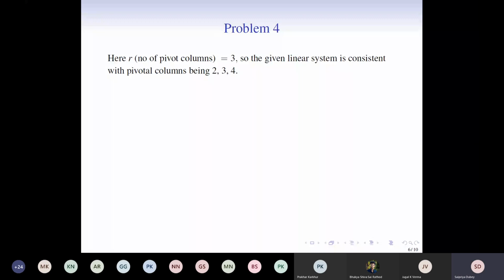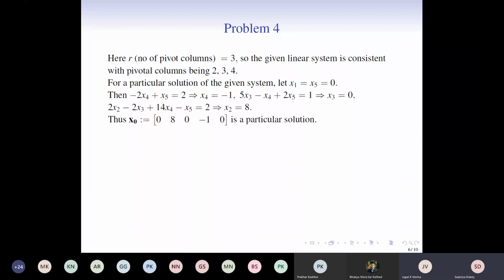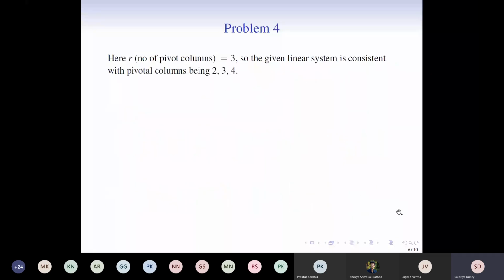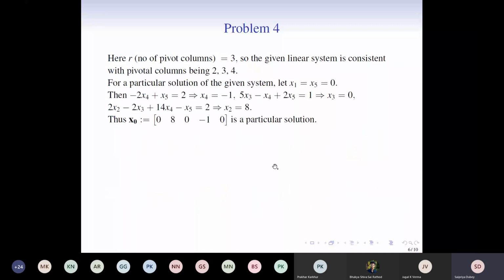For a particular solution, we let the variables corresponding to the non-pivotal columns be equal to 0. Then we look at this matrix and start from this equation. When you see the third row and multiply it with the variable vector, what do we get? Minus 2 times x4 plus x5 is equal to 2. That is what is written here, and this will give us x4 equal to minus 1. We are finding the particular solution, so we let x1 and x5 be equal to 0, and that gives us the value of x4.